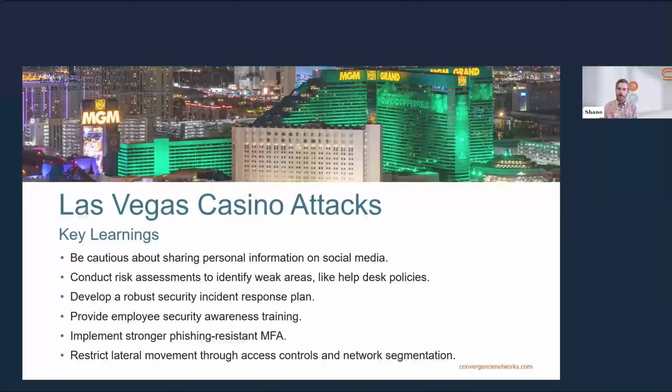So while multi-factor authentication is important, and we're talking about that a lot today, it's not foolproof. Okay, it's not a silver bullet. There is stronger phishing-resistant multi-factor authentication out there. For example, MFA with number matching in your authenticator app, or using hardware keys or biometrics to help strengthen your authentication.